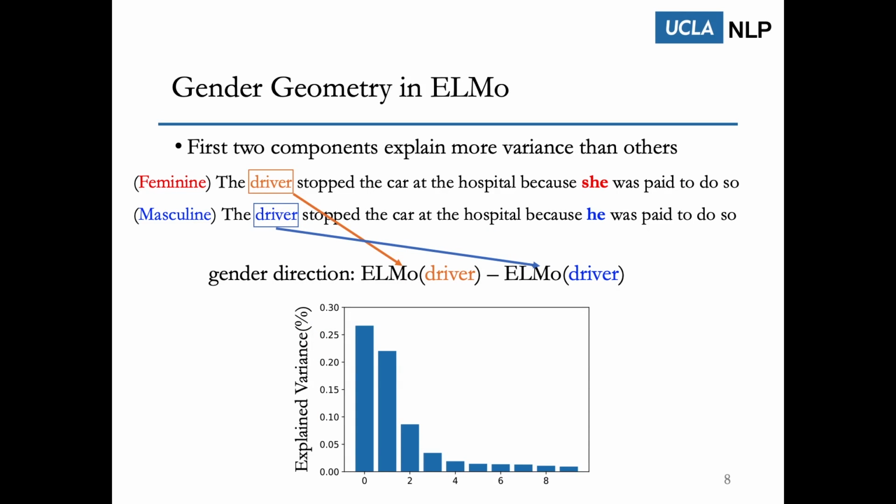To visualize the gender geometry, we will use sentence pairs. For each pair of sentences, the only difference is the gender-related words. For example, in the two sentences here, the only difference is "he" and "she". We will extract the ELMo embedding for the occupation word in the sentence and calculate the difference between the embeddings. We use it as the gender direction in ELMo. Now here is the result after we do PCA on the gender directions we get. We found that in the gender space, the first two components explain more variance than the others.